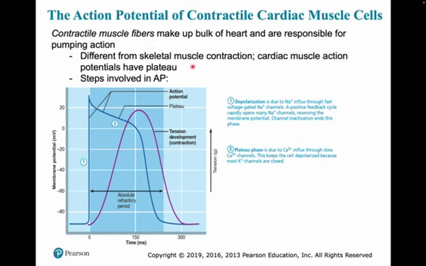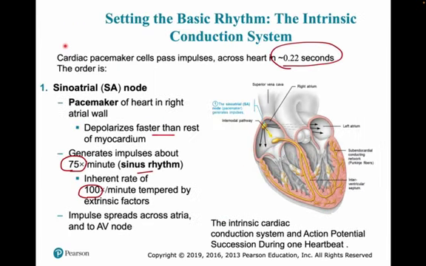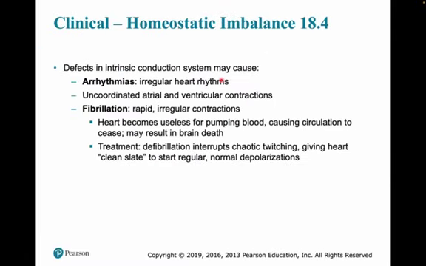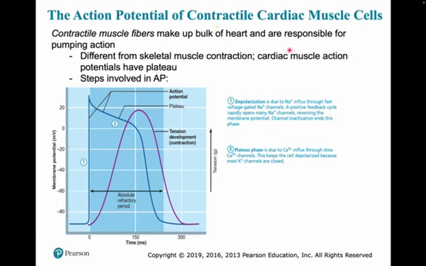Quickly about the action potential, a little bit more in the contractile muscle cells. Contractile muscle fibers make up the bulk of the heart and are responsible for the pumping action. Here, the action potential is generated by the pacemaker cells. So this is a constant action potential that is generated by the cardiac pacemaker cells. The contractile muscle fibers are also responsible for this pumping action, right? So these muscle fibers also undergo an action potential. What are the steps of that?